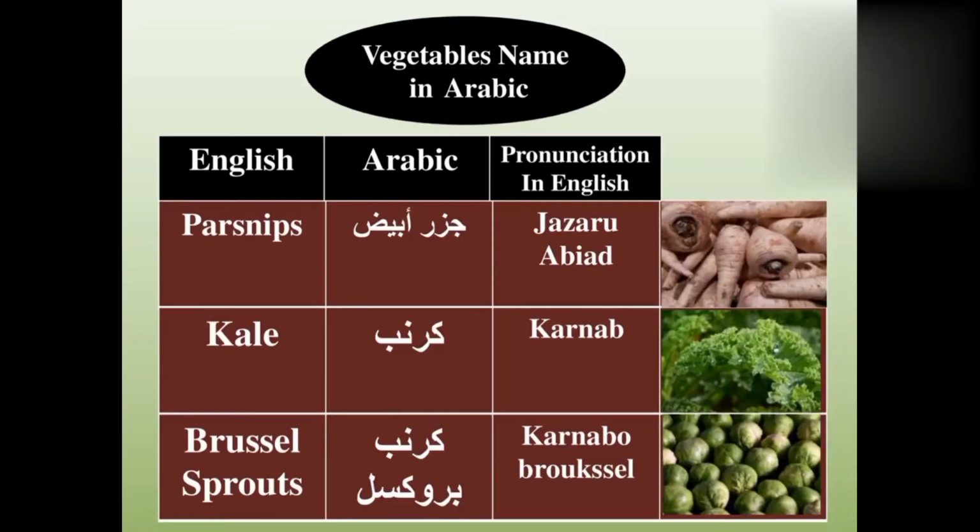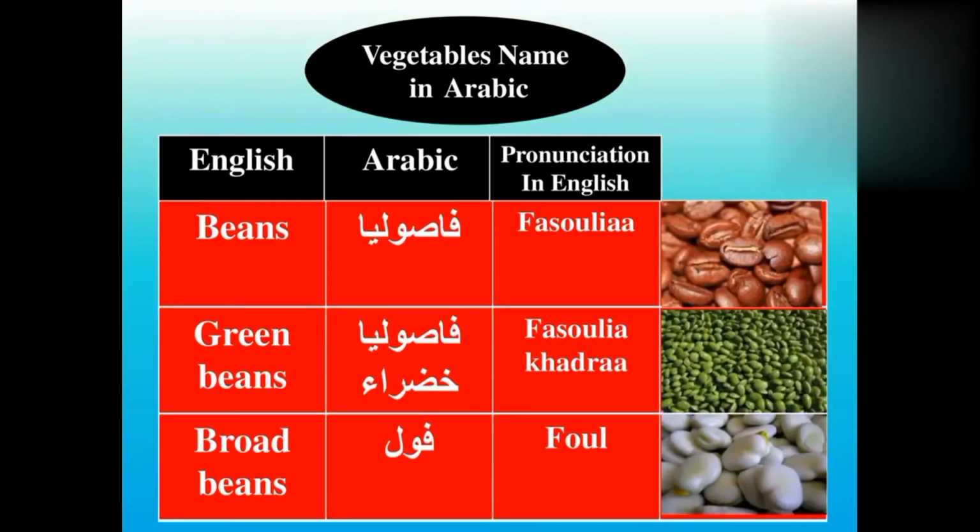Now see parsnips. For parsnips we use in Arabic jazaru abyad. Jazaru abyad means parsnips. Now see kale. For kale we use in Arabic karnab. Karnab means kale. Now see Brussels sprouts. For Brussels sprouts we use in Arabic karnab bruxel. Karnab bruxel means Brussels sprouts.